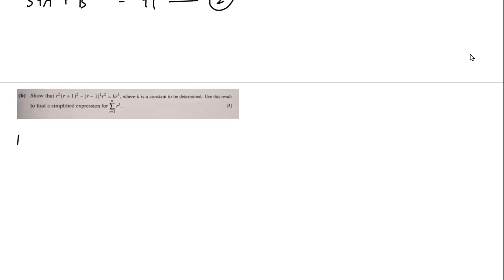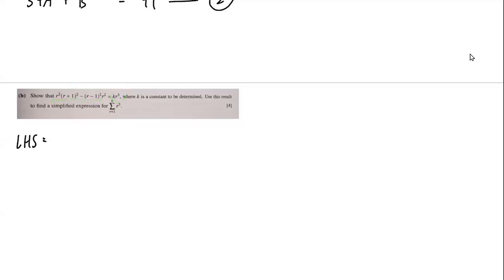So let's just work with the left-hand side first, because I see there's a left-hand side and a right-hand side. A show question means you either go from left to right, or right to left, or left and right both meet in the middle. If both are the same, then you can conclude that they are equal, and you would have shown that the equation is true. But here I see that the left-hand side is more complicated. Right-hand side kr cubed is already quite simple. So I will go from the more complicated towards the easier side.